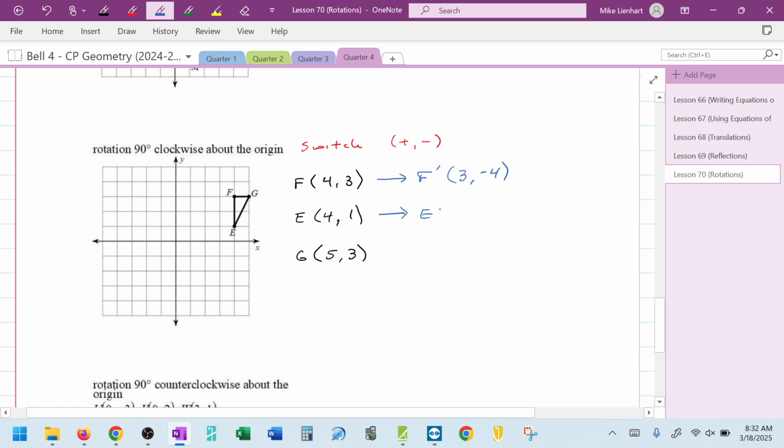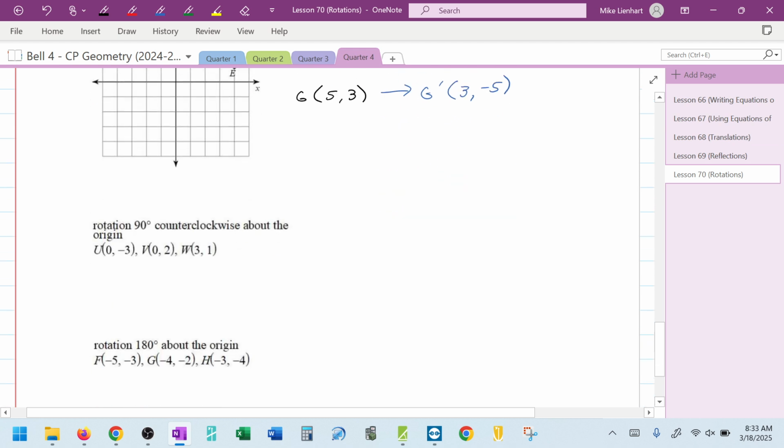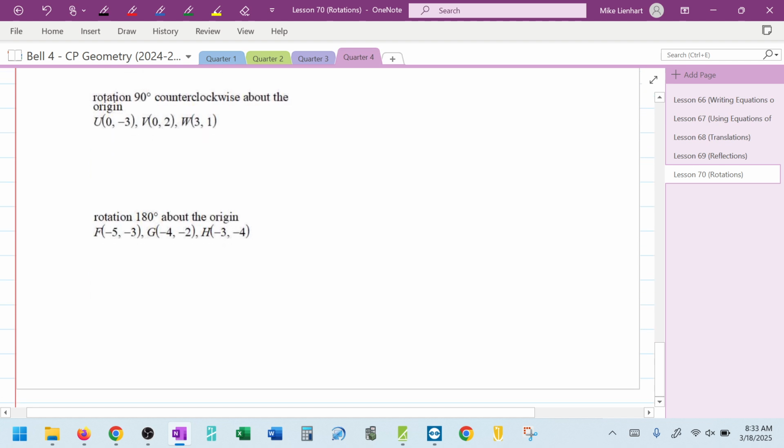E prime. Switch. I'm at 1, 4. I'm going to keep the 1, opposite the 4. G prime. Switch. 3, 5. Keep the 3, opposite the 5. Okay? I threw a couple more in here.